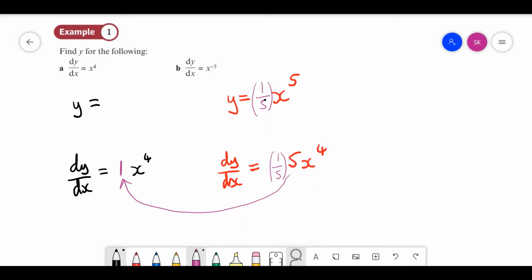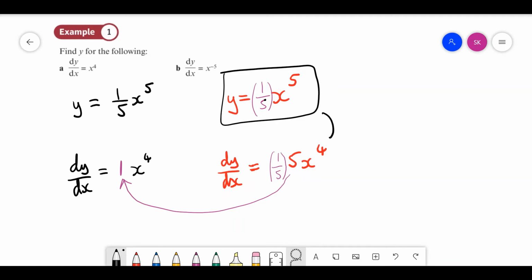And so that is now my answer. Y equals 1/5 x to the power of 5. Let's just double check that works. I want you just quickly to differentiate this expression here and see if it equals what we were aiming for, which is this one here.